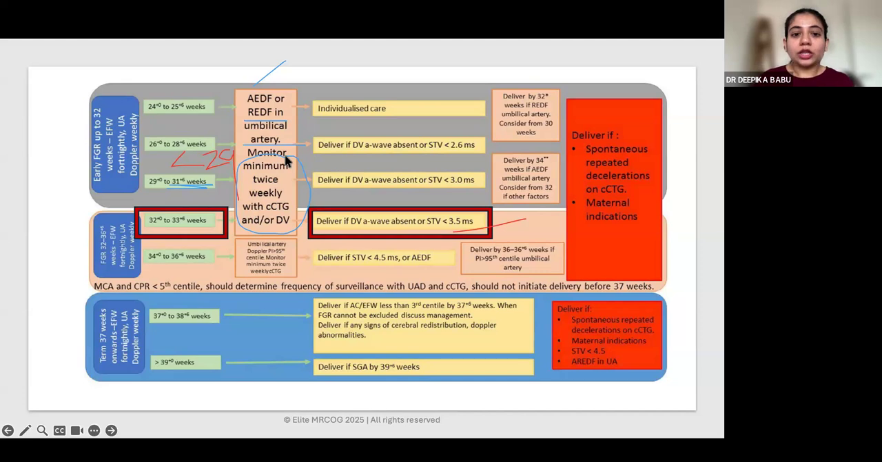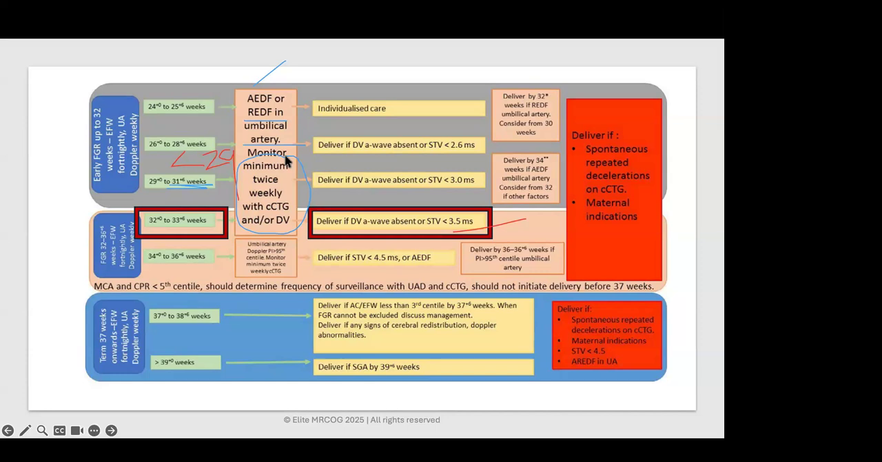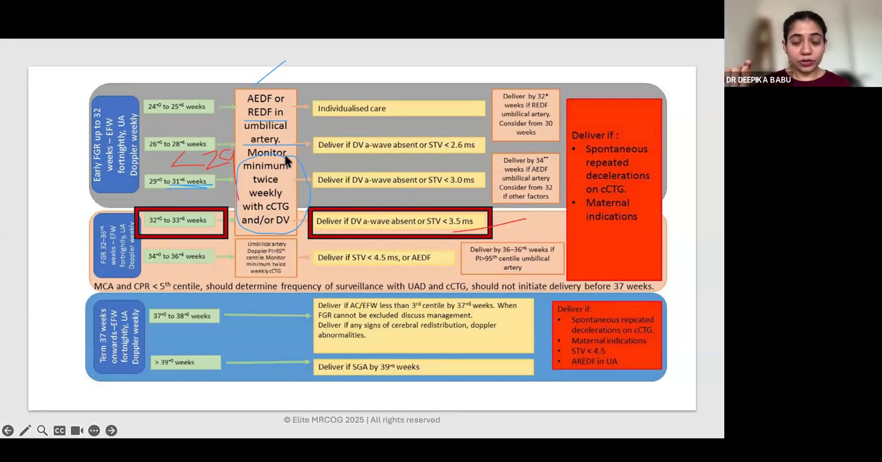Dr. Shruti, again, there is no weekly thing in here. The moment you see the Doppler changes, there is no weekly thing in here. It's always twice weekly follow-ups. But that was only raised pulsatility index. I'll come to it. As of now, just remember this, that once you see the Doppler abnormalities, especially absent end diastolic flow and reversed end diastolic flow, then you will monitor minimum twice weekly.